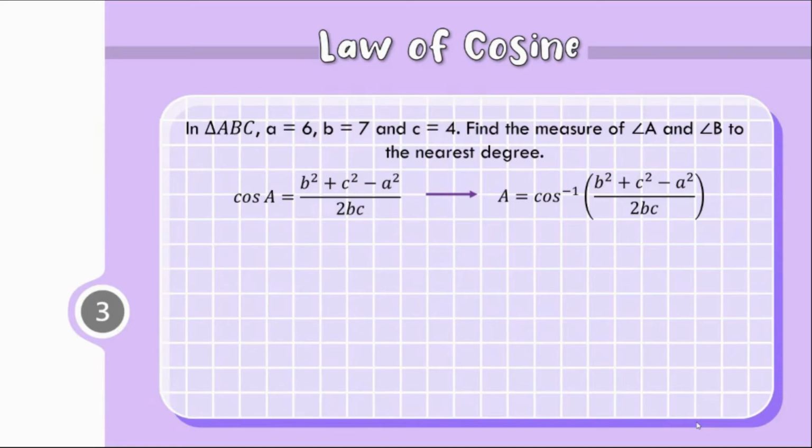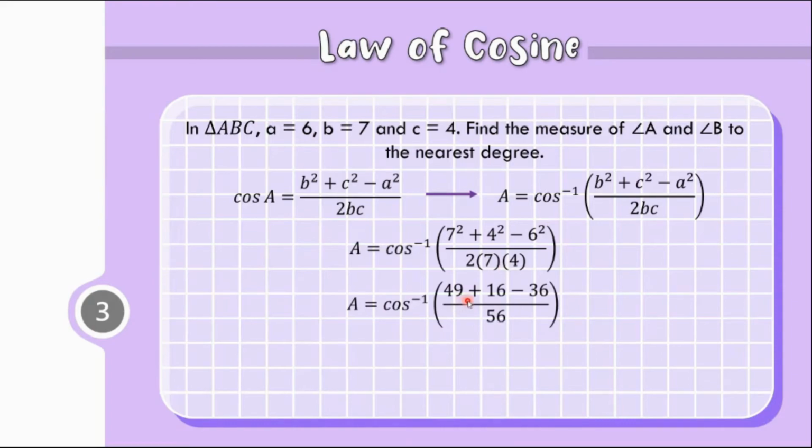This time, let us substitute the length of sides A, B, and C so that we can solve for the measure of angle A. Length of side A is equal to 6. Length of side B is 7, and length of side C is equal to 4. Therefore, we will have arc cosine of 7 squared plus 4 squared minus 6 squared divided by 2 times 7 times 4. And this one is equal to 49 plus 16 minus 36 divided by 56.